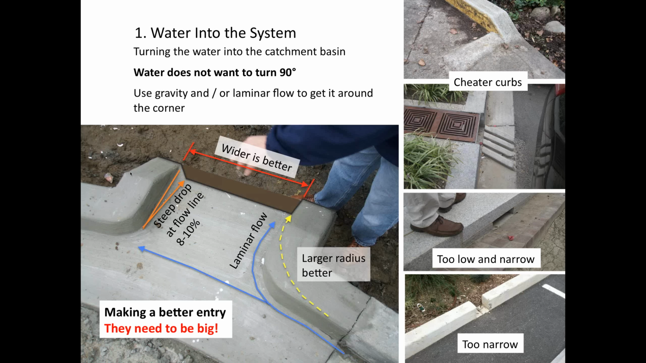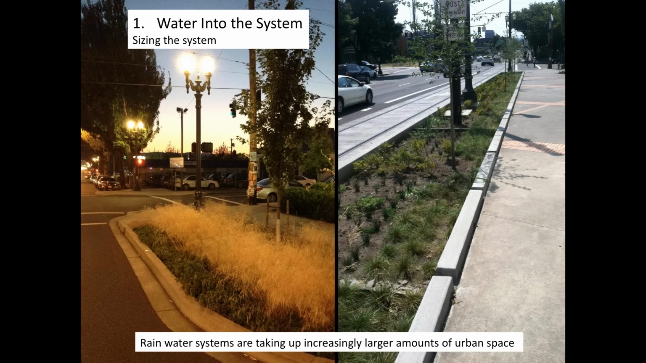We're designing these so they look good, but we're forgetting the hydrology of what it is that we're doing. And if it looks good, in my opinion, it probably doesn't work. Our ideas of what looks good is very neat, tidy, small, slick, but small and slick is not going to make it. So when we're talking about sizing these systems, we're going to find that they actually need to be quite large. We're taking up increasingly larger amounts of space for these systems.